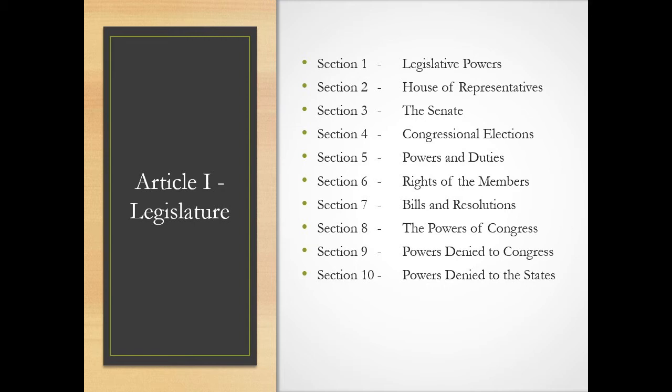What about punishing counterfeiters, post offices and post roads, patents and copyrights? To establish lower courts, when we get to Article III establishes the Supreme Court and other courts that Congress can from time to time ordain. Lower courts, punishment for piracy. What about the declaration of war? Article 1, Section 8, Clause 11. To declare war. When was the last time we had a declaration of war?